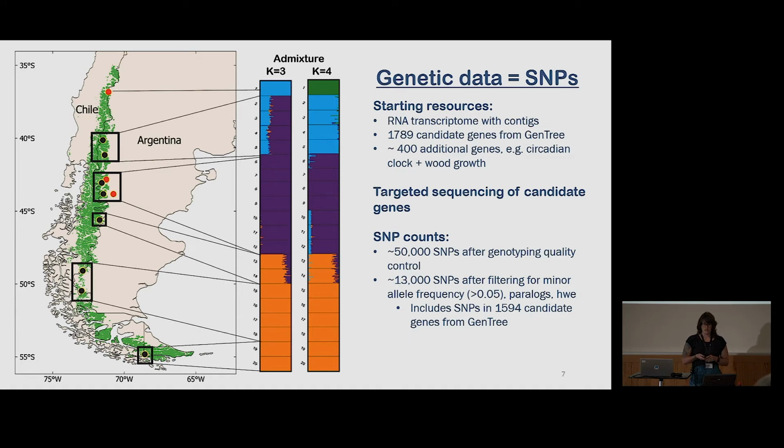The results we got out of that: we had about 50,000 SNPs after doing some genotype and quality control. After further filtering for things like minor allele frequency and paralogs, we had about 13,000 SNPs. And for you guys in the audience who are GenTree members, we had almost 1,600 candidate genes of overlap. So even though Nothofagus is a Gondwanan species, so it split from Europe a very long time ago, there is still quite a bit of genetic overlap.